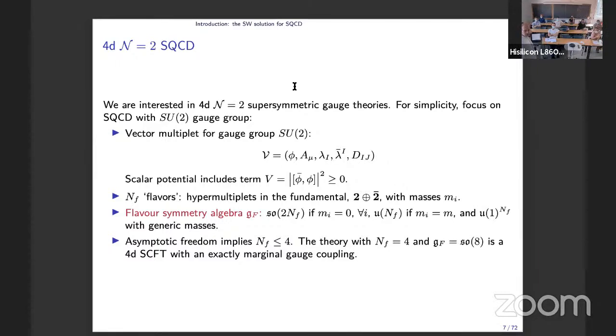This SQCD has a simple flavor symmetry algebra, just rotating the hypers among themselves. So if you have no masses, then the hypers are really 2N_F half-hypers, because the 2 and 2 bar are equivalent for SU(2). So you have SO(2N_F) flavor symmetry. If you instead give a common mass to all the hypermultiplets, you break it to a U(N_F) flavor symmetry, and in the generic case with generic masses, you have only U(1)^N_F symmetry.